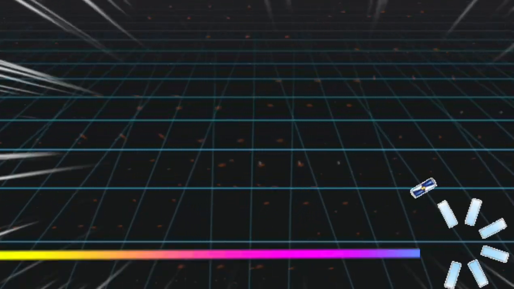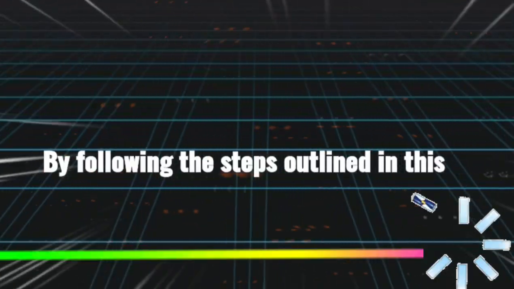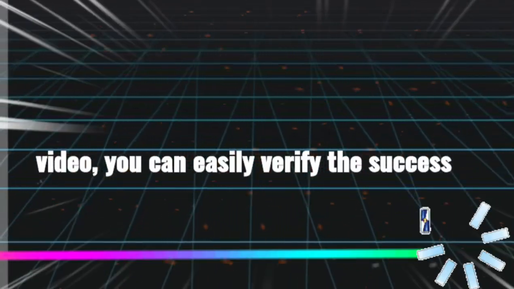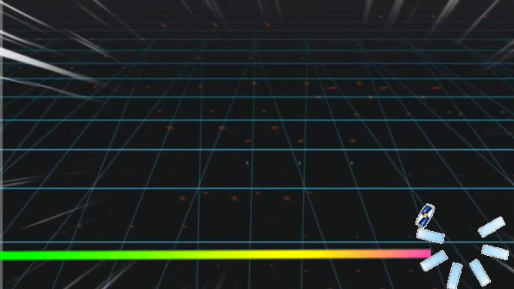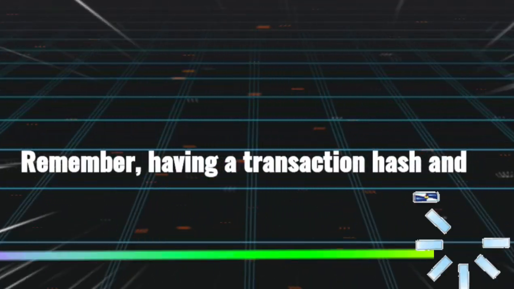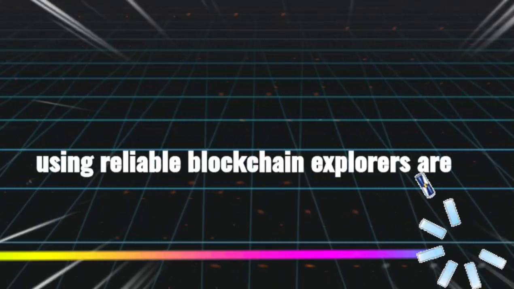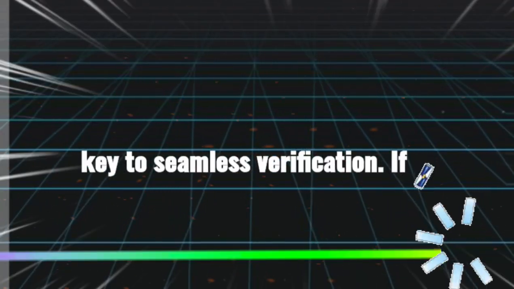Conclusion. By following the steps outlined in this video, you can easily verify the success of any blockchain transaction. Remember, having a transaction hash and using reliable blockchain explorers are key to seamless verification.